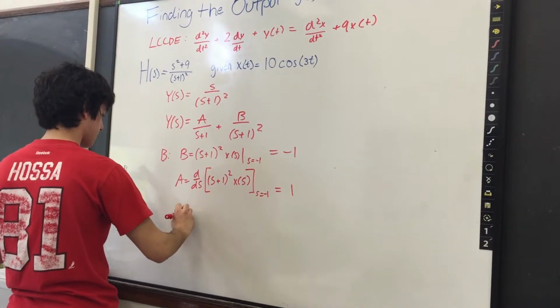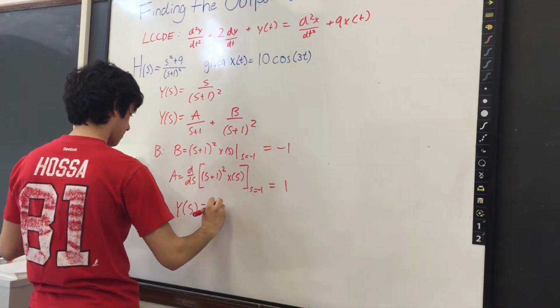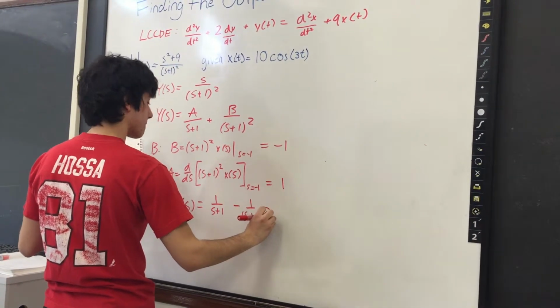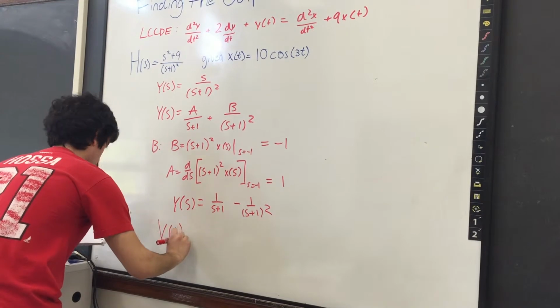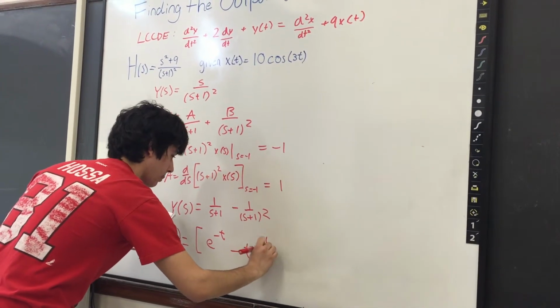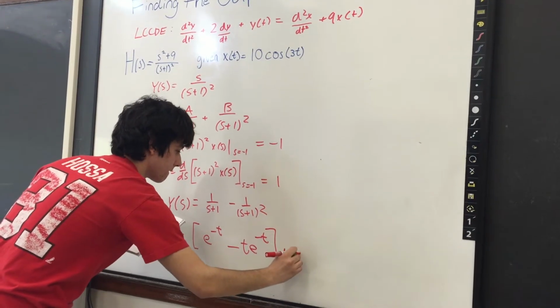So now using the values that we solved for, we're going to put those into the numerator. So now Y(s) is going to equal 1 over (s plus 1) minus 1 over (s plus 1) squared. And in order to get from the Laplace domain to the time domain, we will take the inverse Laplace, and we have the value shown.